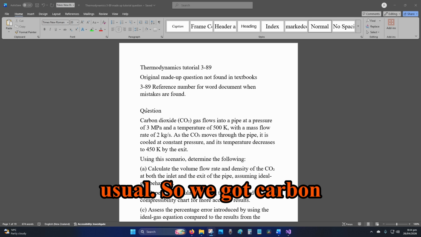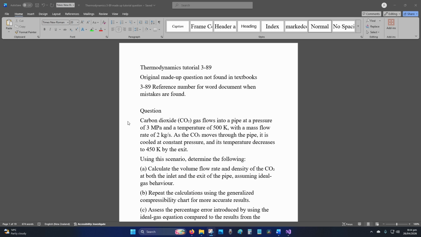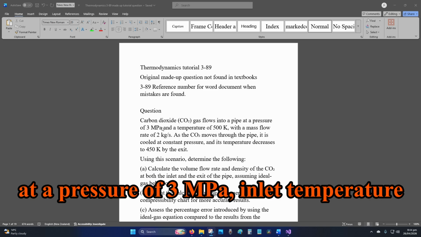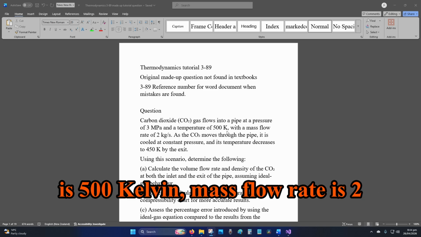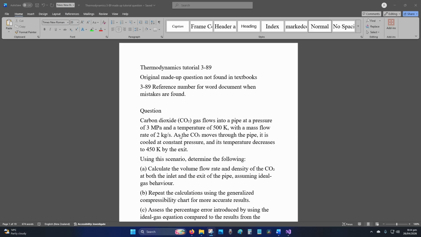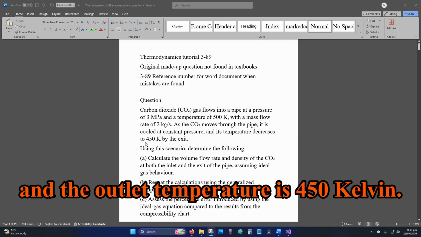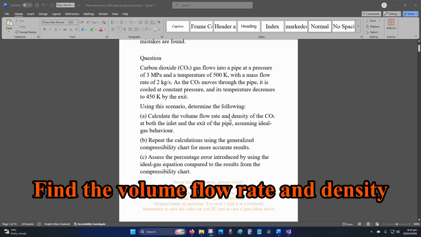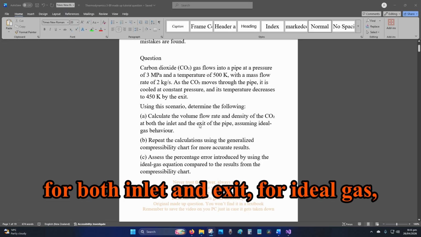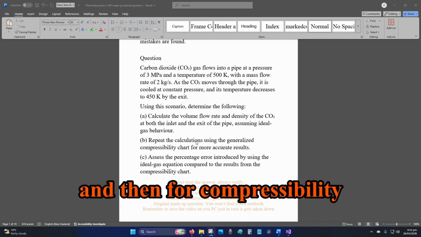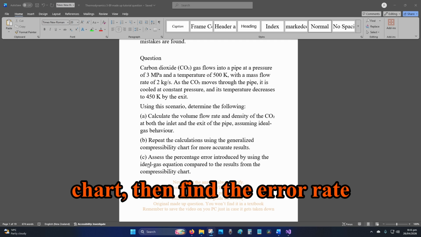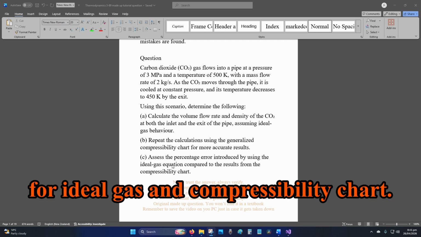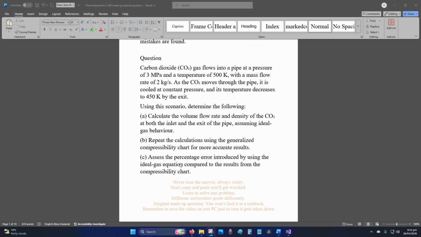So we've got carbon dioxide flowing through a pipe at a pressure of 3 MPa. Inlet temperature is 500 Kelvin. Mass flow rate is 2 kilograms per second. And the outlet temperature is 450 Kelvin. Find the volume flow rate and density for both inlet and exit for ideal gas, and then for compressibility chart. Then find the error rate for ideal gas and compressibility chart.